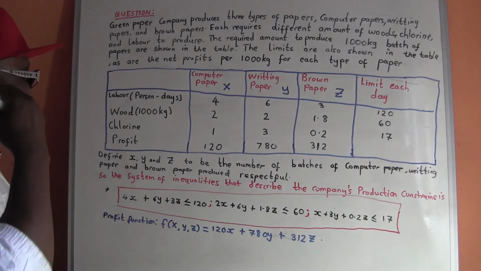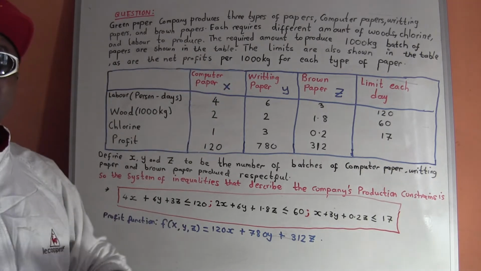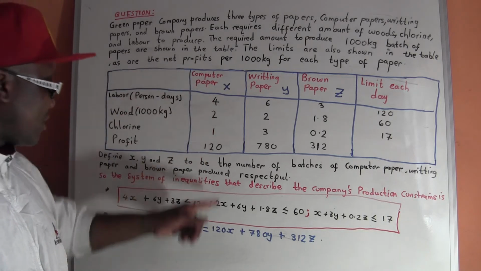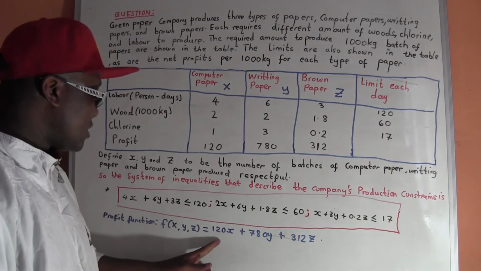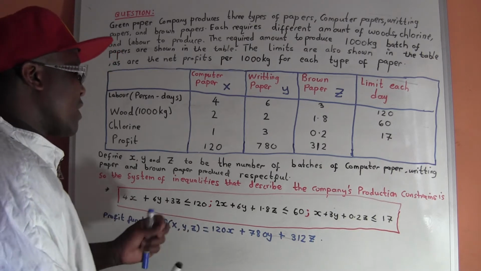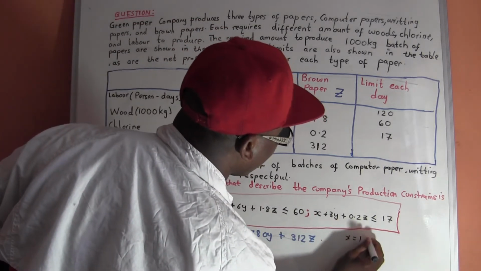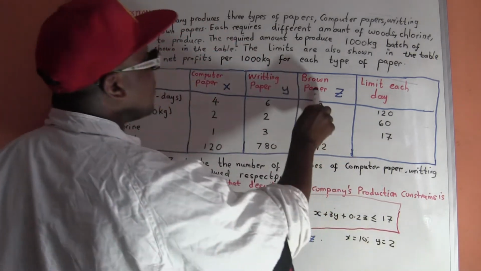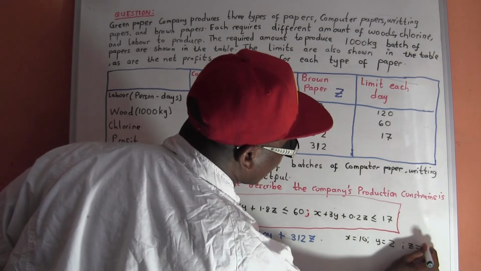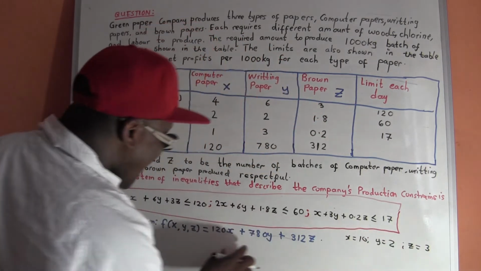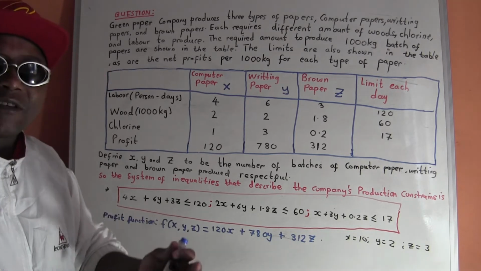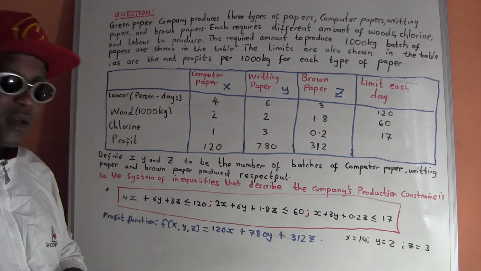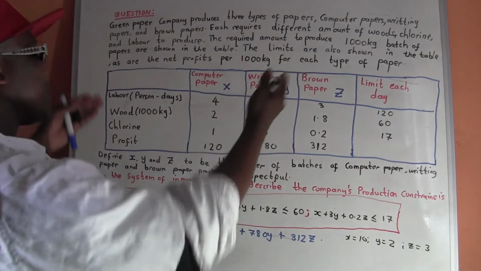So let's say somebody produces 10 papers. We want to see how we're going to make the profit. If I produce 10 computer papers, I plug in 10 here. Let's say they produce 10 computer papers, then they produce writing paper Y equal to 2, and brown paper Z equal to 3. What happens if I take this and put it in here? It's going to tell me the profit that I made. It depends on the data they give you. Okay, so as far as this question here, I think I'm done.